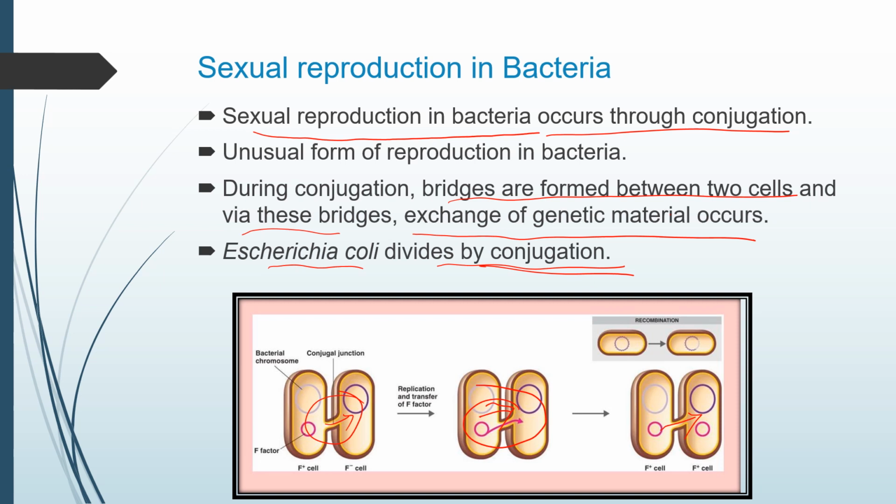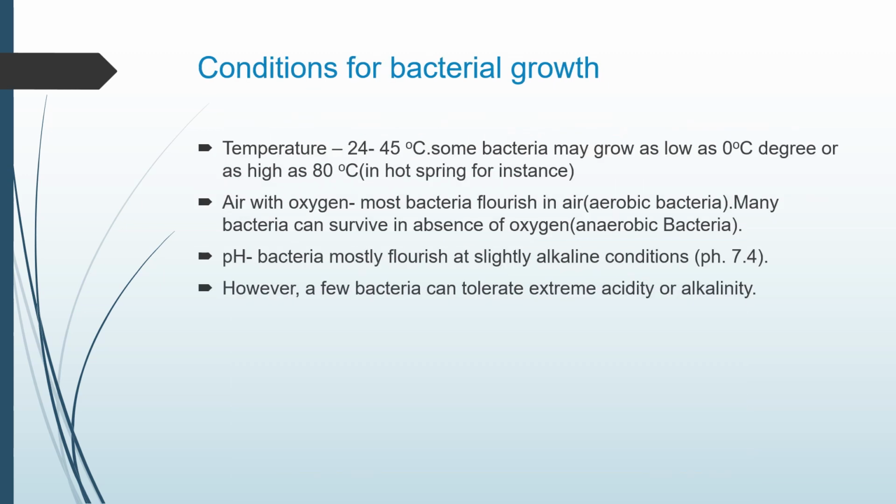Now we will move on to the last slide: what are the main conditions necessary for bacterial growth? The ideal temperature for bacterial growth should be 24 to 45 degrees centigrade, while some bacteria may grow at as low as 0 degrees or as high as 80 degrees centigrade. In hot springs, for instance, they can also live, higher than 80 degrees centigrade.